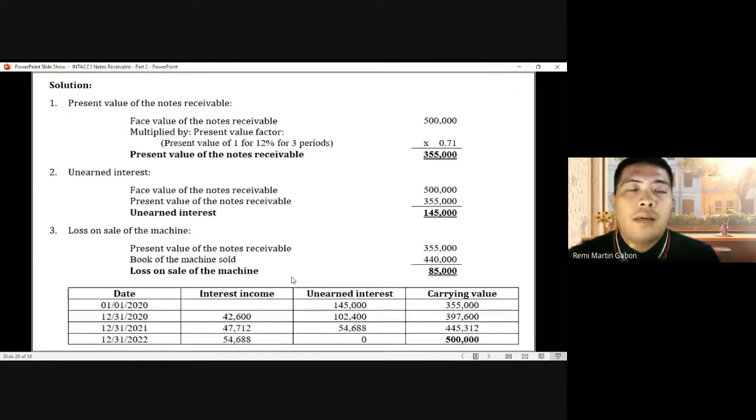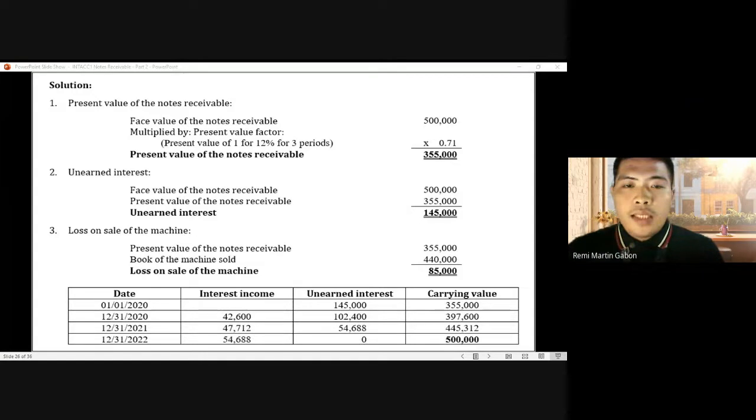Solve. Necessary solution. For the present value of the notes receivable, the 500,000 will be multiplied with the present value of 1. That is the 0.71. The resulting present value is 355,000. Then 355,000 present value versus the face amount of 500,000. The difference is the unearned interest of 145,000. Then the loss on sale of the machine is the difference of the present value of the note and the book value of the machine. That should be 85,000.